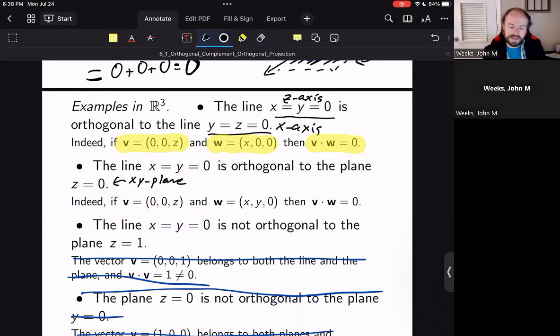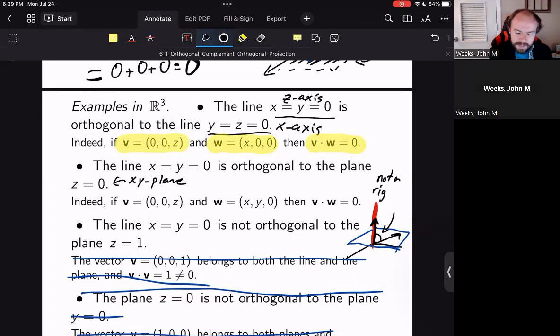The line x equals y equals 0 is not orthogonal to the plane z equals 1. And let's take a look as to why. If we have that the line x equals y equals 0 is here, that's the z-axis. Z equals 1 is going to be not the xy plane, but the one right above it at a z height of 1. So it's going to be this plane right here. Now, the reason that these two things are not orthogonal to each other is that recall that vectors inside of this plane start from the origin and then have to reach up to go to that plane. So vectors here are indeed not going to be orthogonal to vectors like this. This is not a right angle.